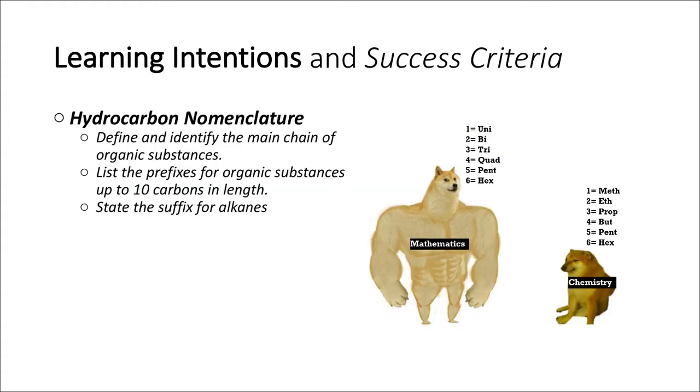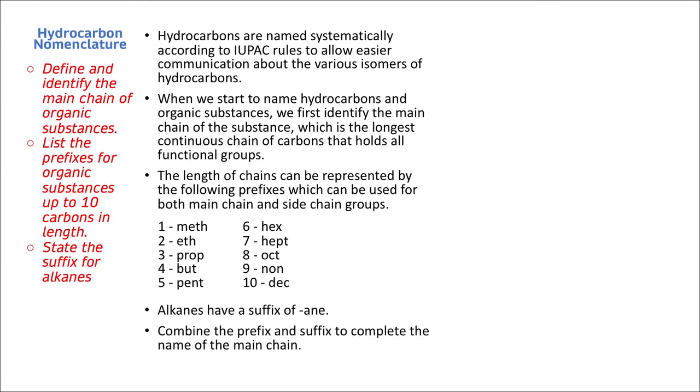Alright, so we're going to define and identify the main chain of organic substances, list the prefixes, and then state the suffix for alkanes. Okay, so what have we got? Hydrocarbons are named systematically, according to the IUPAC rules that we talked about before, to allow easier communication. That's the important thing.